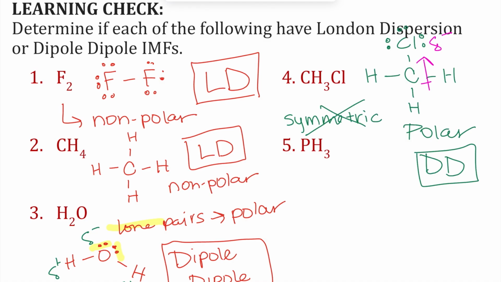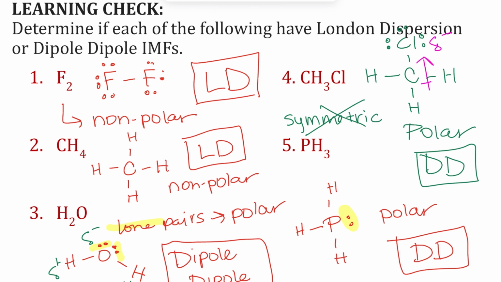PH3, phosphorus goes in the middle, 3 hydrogens, a lone pair on phosphorus to make it happy. We have nowhere that a double bond could go, so I don't need to do any editing. I can make sure that I have the 8 I need from my periodic table. Phosphorus has 5, each hydrogen has 3. And then this has a lone pair on that central atom. And so if there's a lone pair, that means this is polar, so this would have dipole-dipole IMFs. And again, phosphorus is, I believe, more electronegative, so that would go towards phosphorus.